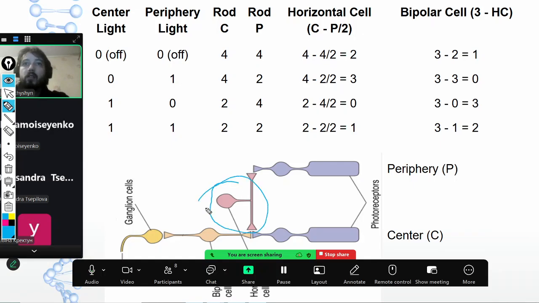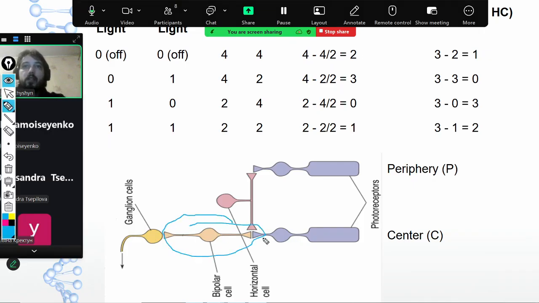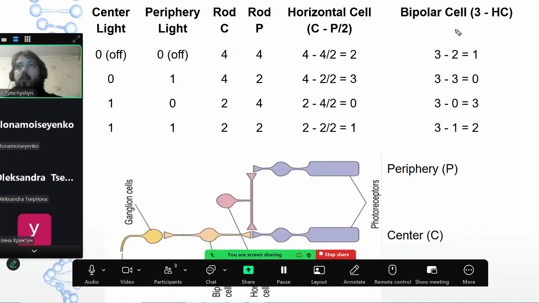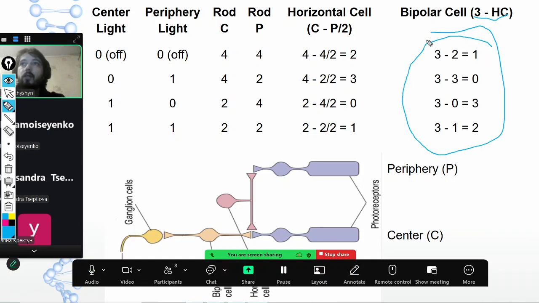Now, what does the horizontal cell do? Well, suppose it calculates something like this: whatever it gets from the central field minus something it gets from the periphery. And here you see the numbers that we get. And at the end of the day, the bipolar cell that decides whether we are on or off, in this case, inverts the signal. So I have translated that into something like 3 minus whatever it gets from the horizontal cell. So here it is.